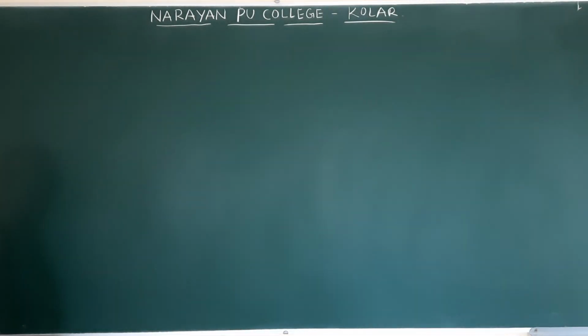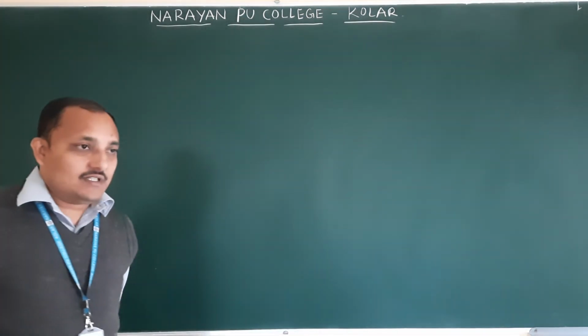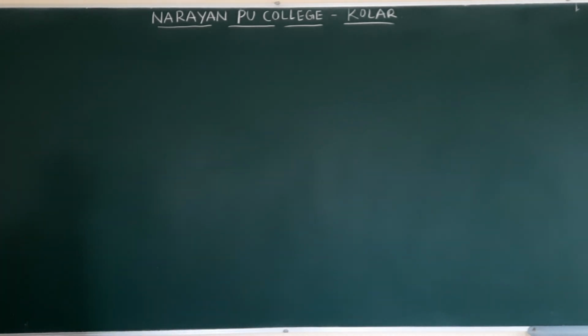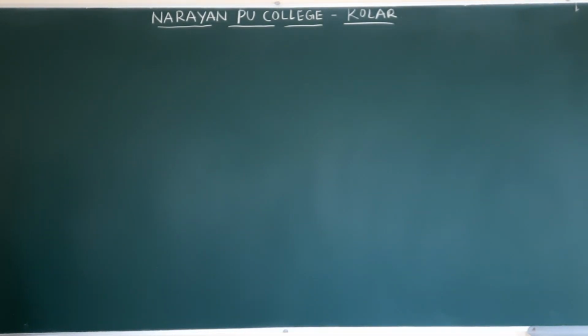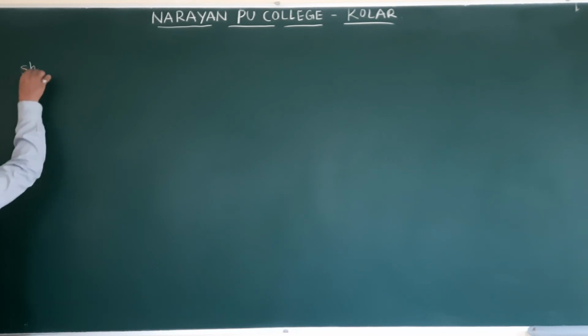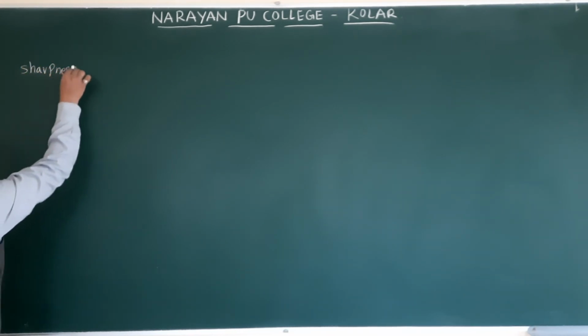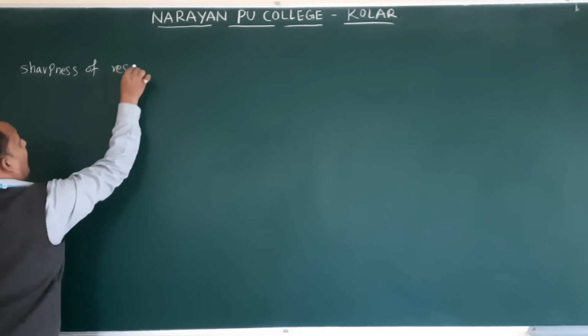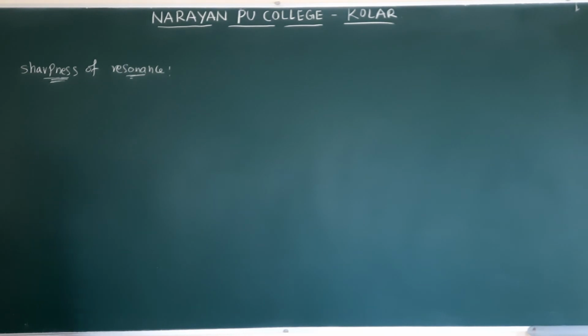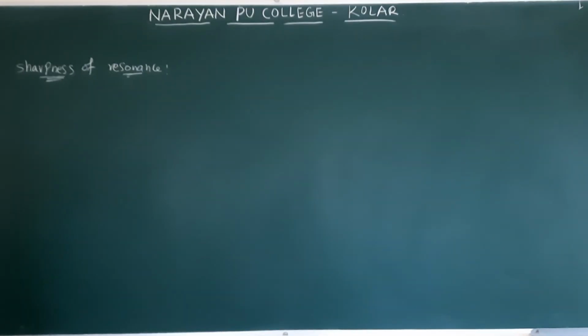So we were discussing the LCR circuit, and we discussed resonance, bandwidth, half power frequencies and some definitions in the previous session. In this session we are going to discuss the sharpness of resonance and the quality factor. Sharpness of resonance and quality factor.